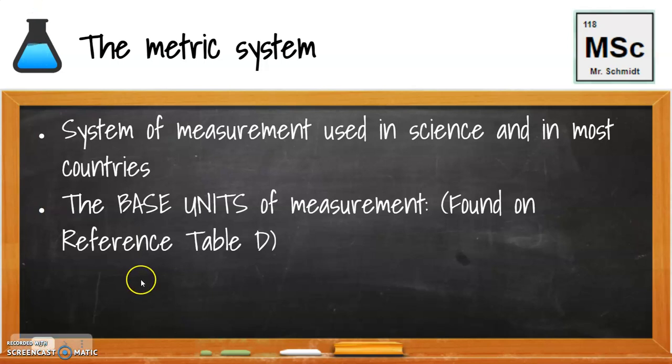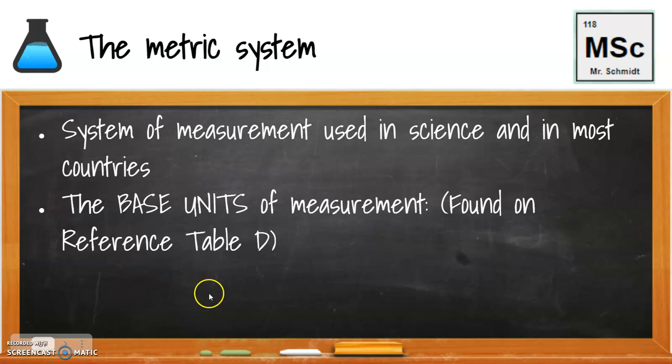So the metric system is a system of measurement that's used in science and in most other countries. The U.S. has what's called the imperial system, but most other countries use the metric system. The nice thing about the metric system is it's all based on the number 10. And we have different wording for it and different prefixes. Using the metric system is something I think most of you are probably familiar with. You've done it in other science classes in the past.